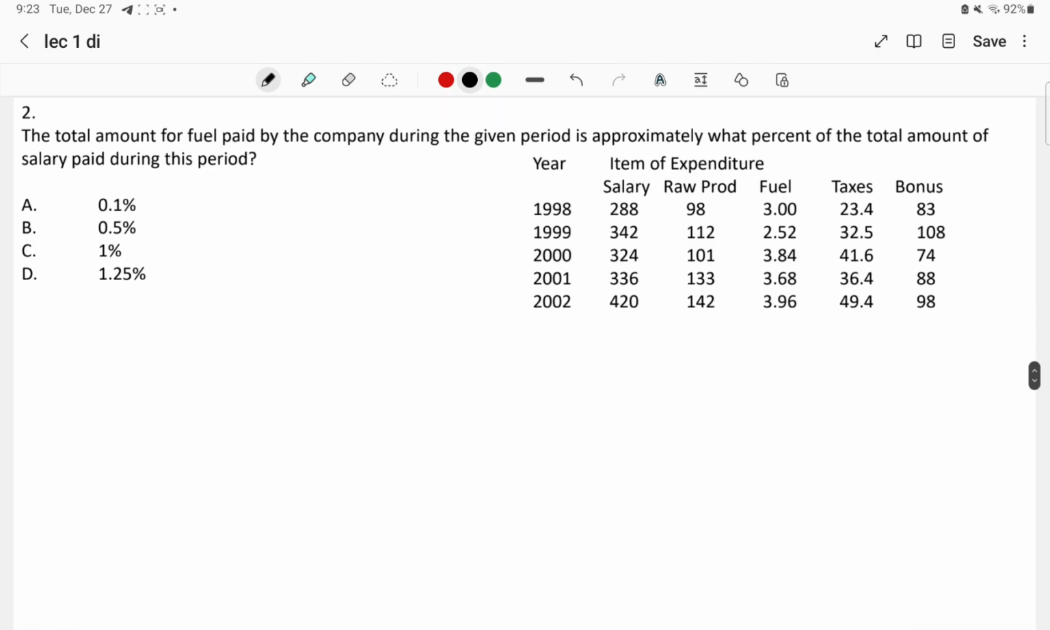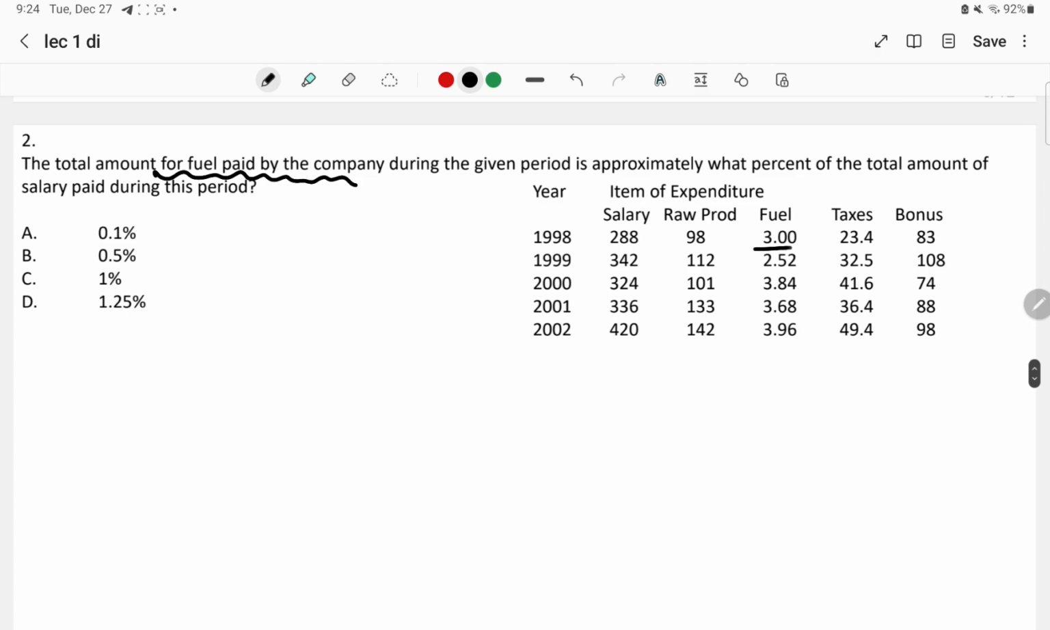Moving on to the second question now. The total amount of fuel paid by the company during the given period is approximately what percent of the total amount of salary paid during this period? Okay, question number 2. Look here. What is asked? The total amount of fuel paid by the company during the given period. Given period means we have to take all the years.